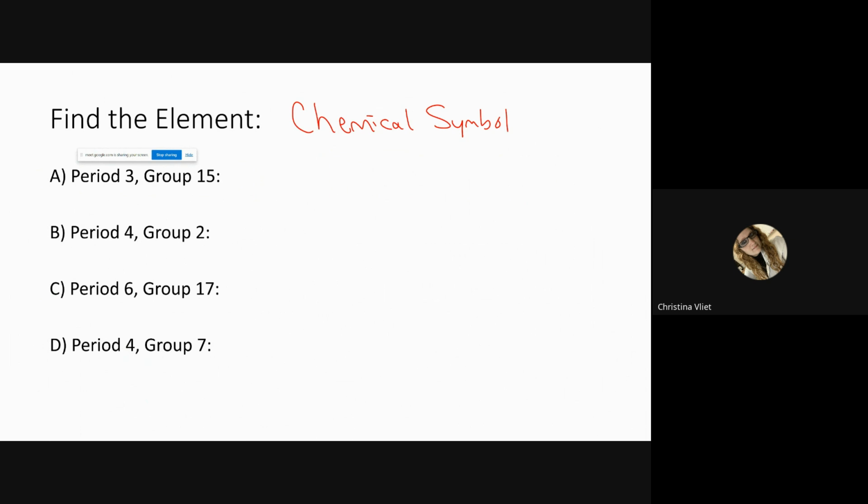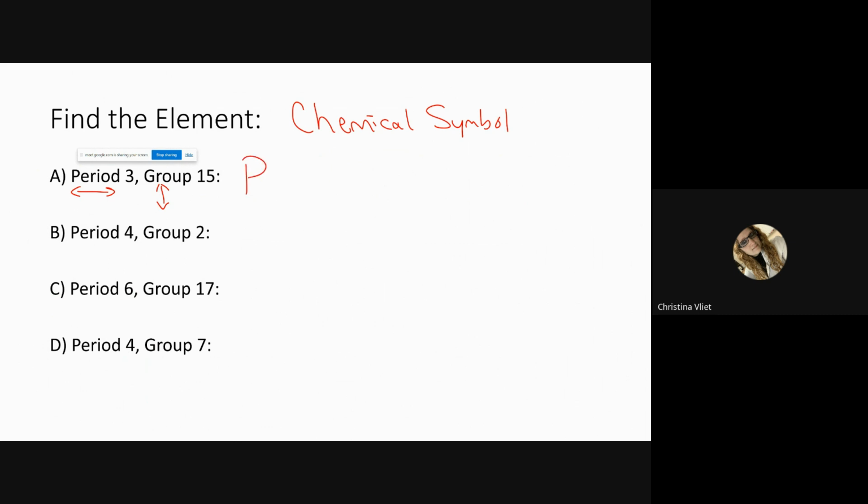How do I find this element? Remember, periods are the rows, and groups are the columns. You may want to write that until you've got it. Periods are the rows, groups are the columns. So period 3, group 15, what element is that? Yep. The third row, and you go to group 15, and it's right there. It leads us to phosphorus.